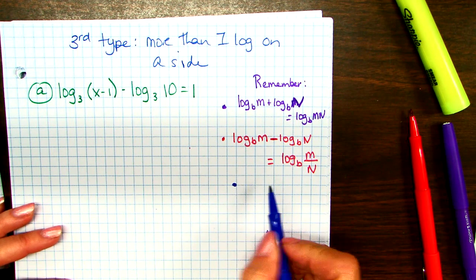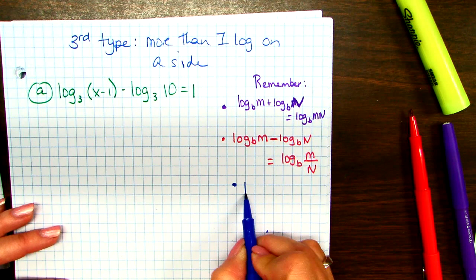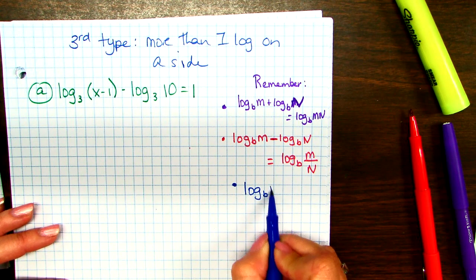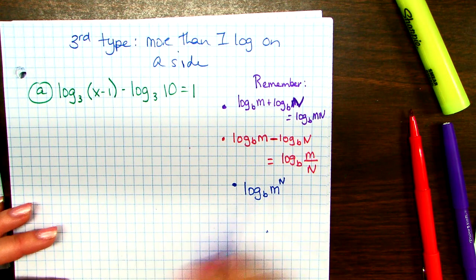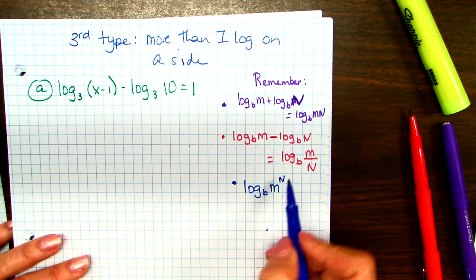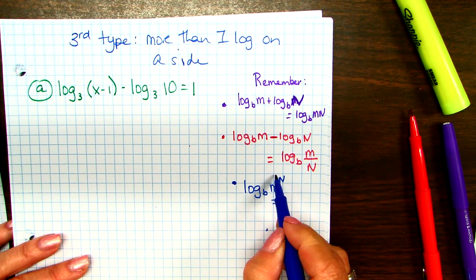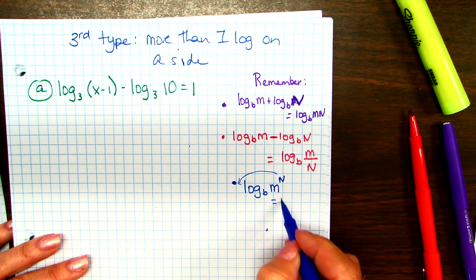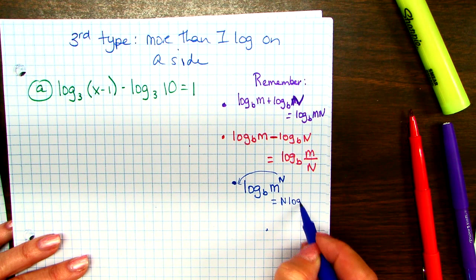And the final one was the power property. If you have a number with a power, we can rewrite it as a leading coefficient. We have to know these properties.